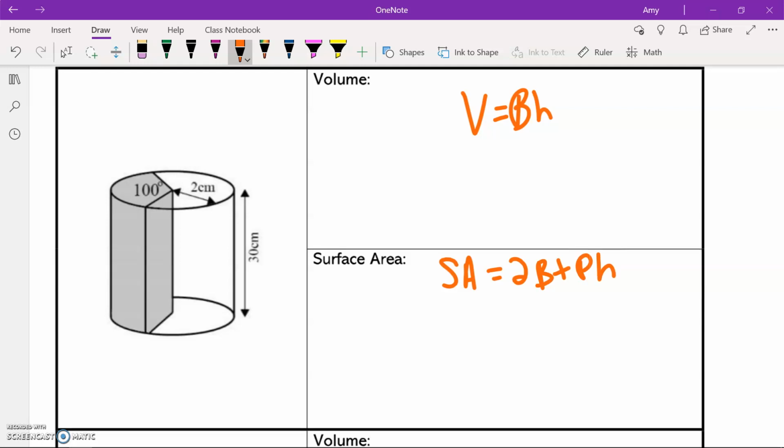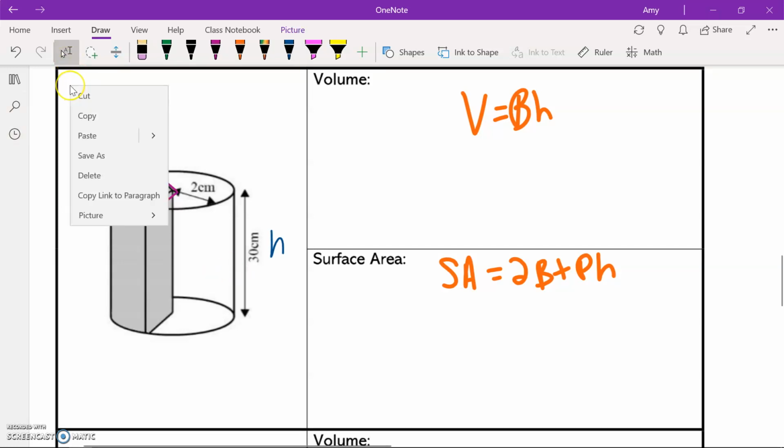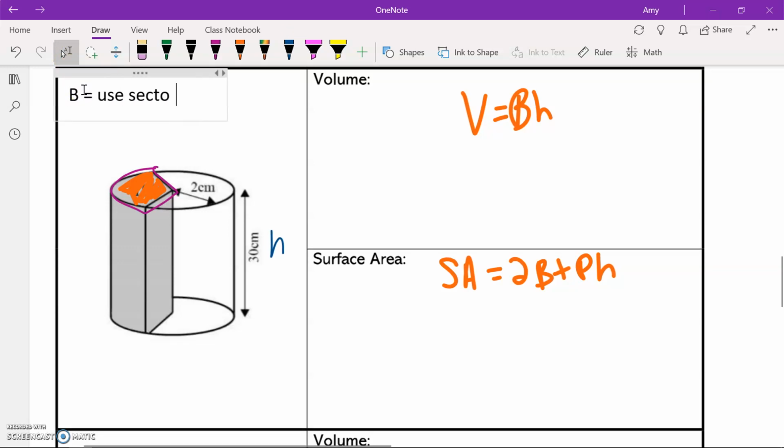But now the base that you're calculating the area of is going to be a sector. And the perimeter that you will need is going to be the perimeter of that sector. The height is still going to be that vertical height, but you're going to have to use that arc length and sector area that you learned before. So to calculate B, you're going to use the sector area for that 100 degree sector. So you're just going to calculate the area.